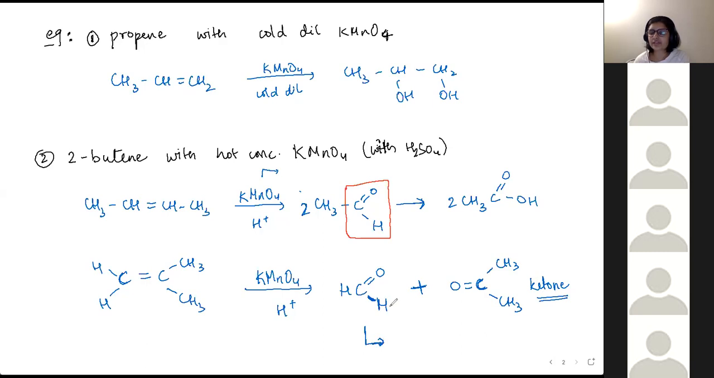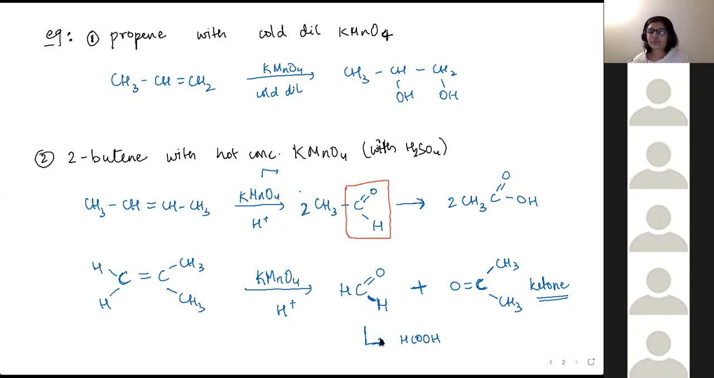If you have a single hydrogen versus a methyl or any alkyl group, we add an OH group. So aldehydes are more easily oxidized. Removing a single hydrogen is easier than breaking the carbon-carbon bond. So it will be HCOOH, formic acid. And the ketone, propanone, will remain as it is.